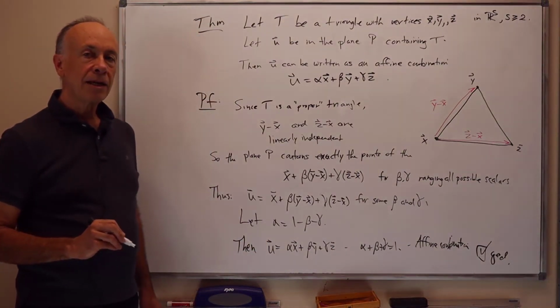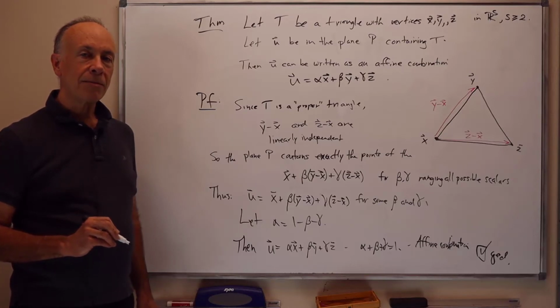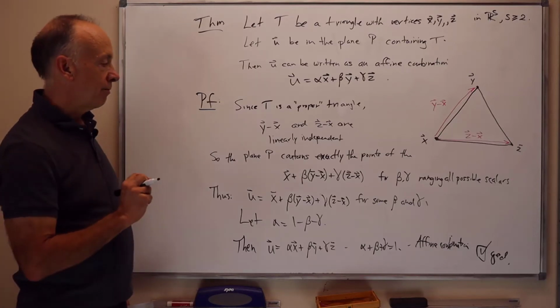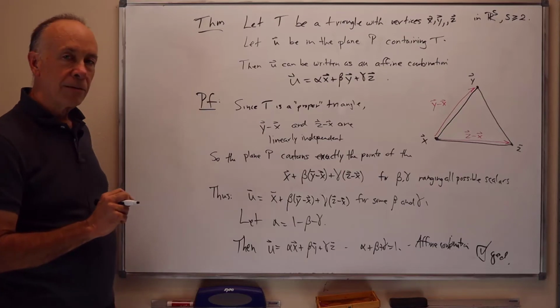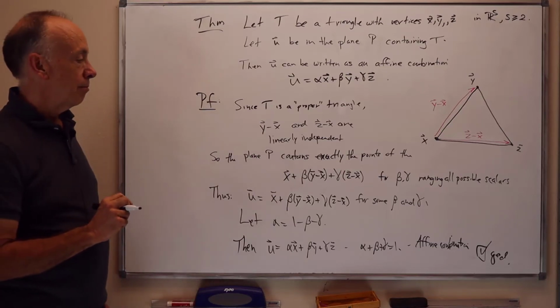So in the next presentations, we'll talk about how to find alpha, beta, and gamma from U. But that's the end of this presentation.